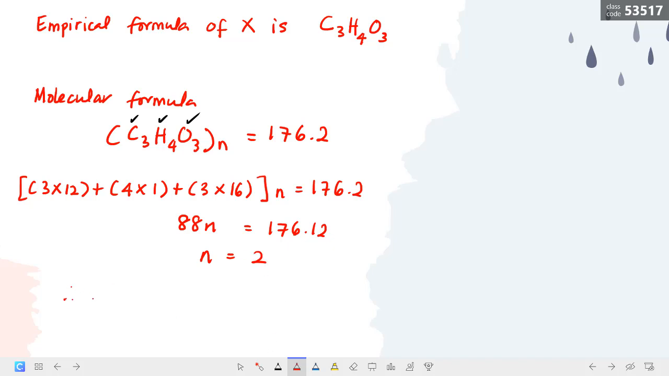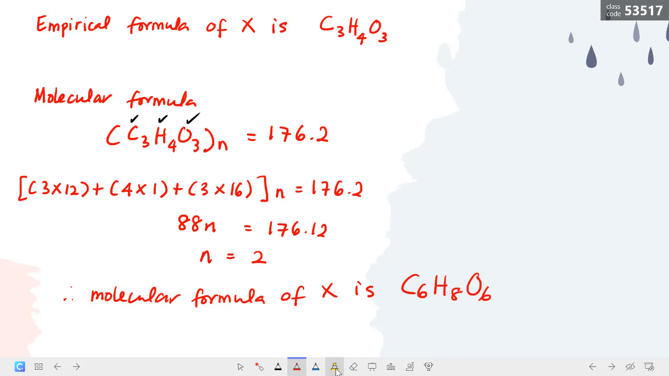Thus, molecular formula of X is masukkan n dekat kurungan ni, di luar kurungan ni. So, kita selesaikan. Supposedly, it is C6H8O6. So, dia nak cari ni sebenarnya.